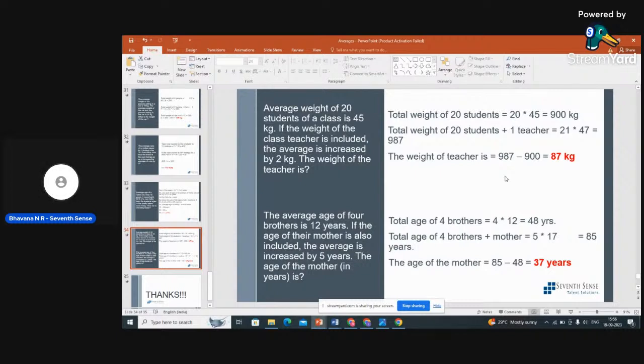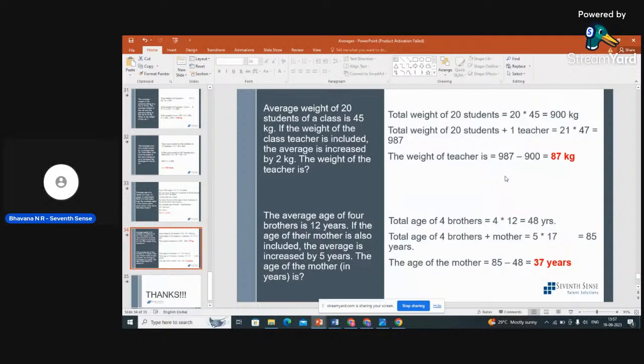Next, the average age of four brothers is 12 years. If the age of their mother is also included, the average is increased by 5 years. What is the age of the mother? So here, the total age of the four brothers is 4 into 12. So 4 into 12, the number of brothers and the average age they have given.